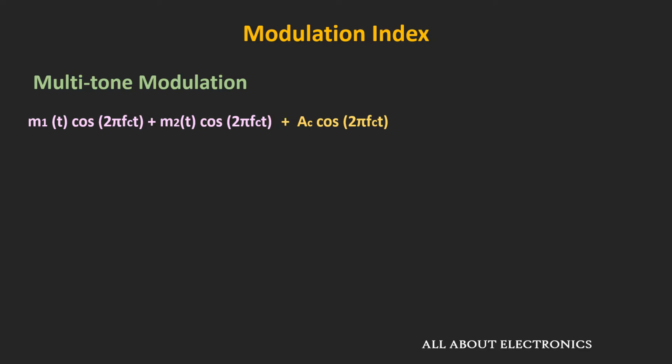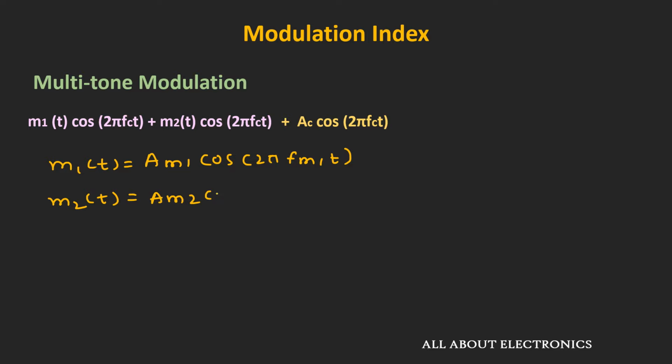Alright, so now let us take the case of the multitone modulation, where the message signal contains sinusoidal signals of more than one frequency. So here let's say m1(t) is equal to Am1 times cos of 2 pi fm1 times t. Similarly, m2(t) is equal to Am2 times cos of 2 pi fm2 times t. So here basically we are taking the case of the two-tone modulation. That means the message signal contains two sinusoidal signals.